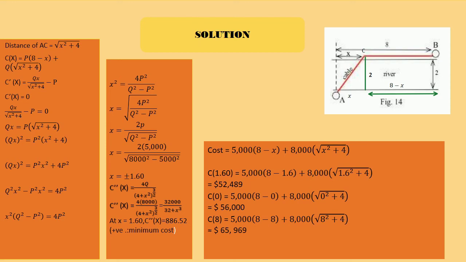From the cost equation that we get, we replace x with positive 1.6, then we get $52,489. To compare the cost, first we find out how much it would cost if we do all the pipe works on land. The cost will be $56,000. And then we find out how much it would cost if we build all the pipe works across the river. And the cost is $65,969. We can see that the first solution is the least expensive route that we can get.